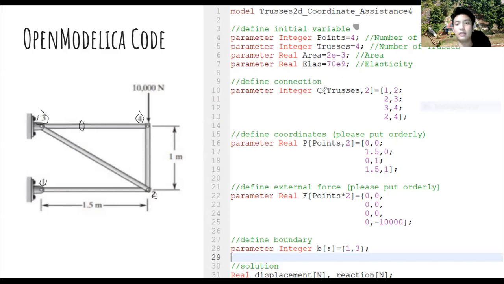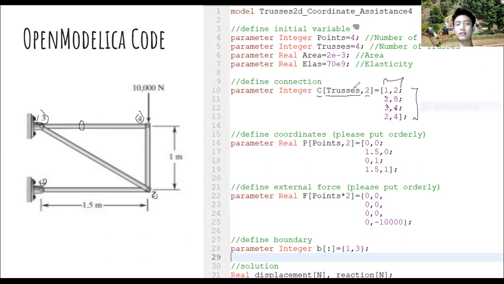Let's jump to the next line. It's the define connection section. Here we state the integer c, where c means connection. We put trusses, comma 2 here, where 2 means that in each line we have 2 parameters. That's the connection, meaning we have a connection between node 1 and node 2, between node 2 and 3, 3 and 4, and so on. In line 15, we read define coordinates. So we define the length of the node. Actually, we define the length of the trusses.